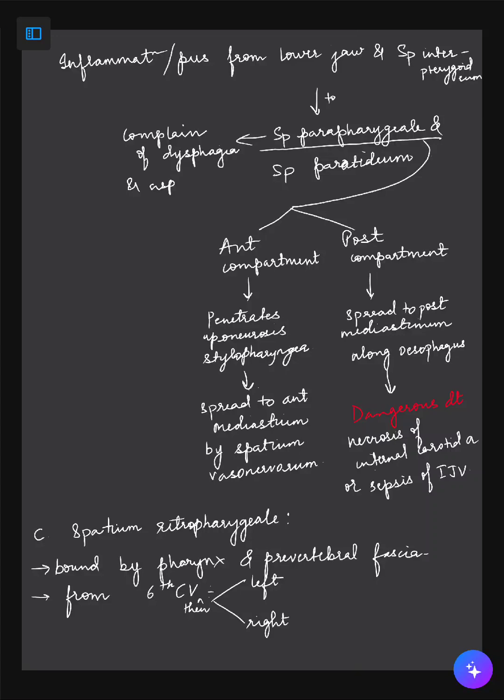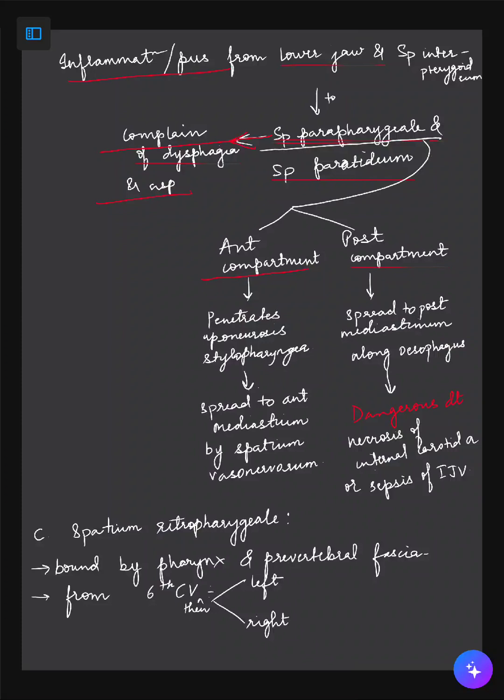Now, if there is inflammation or pus from the lower jaw and space of interpterygoideum, it spreads to space parapharyngeal and space parotoideum. If there is pus formation through this pathway to the parapharyngeal space, then there is a complaint of dysphagia and asphagia also.